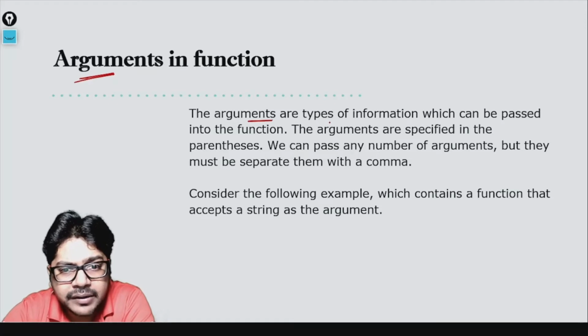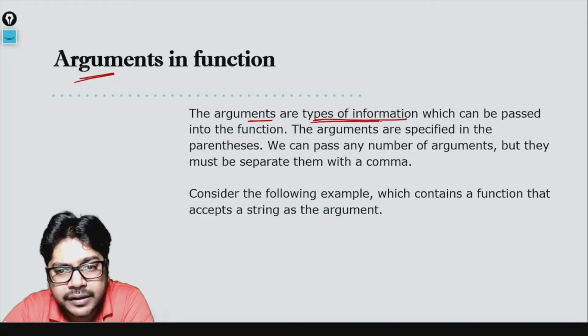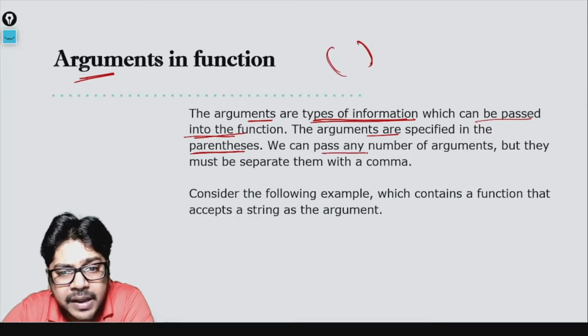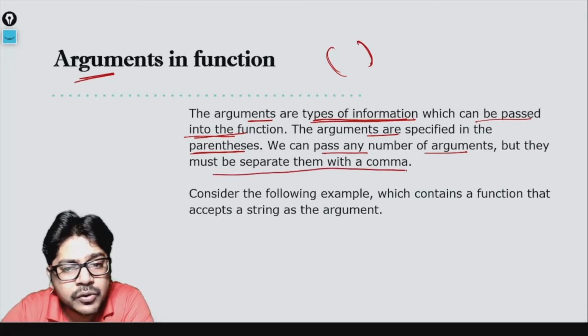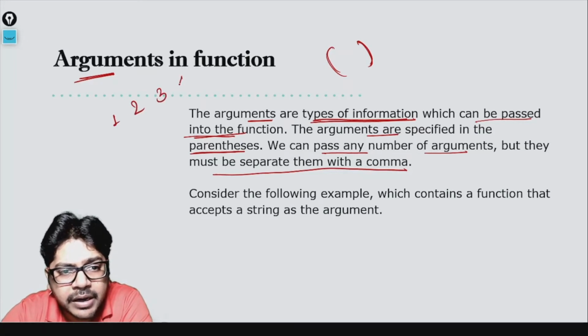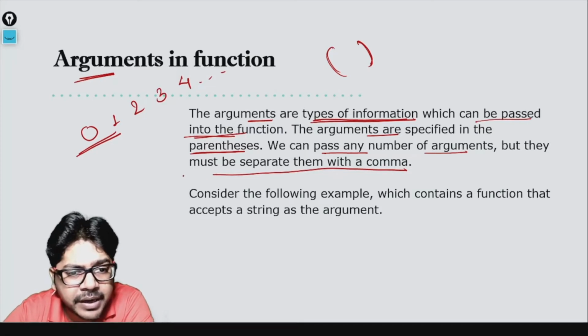So arguments are a type of information which can be passed into the function, and the arguments are specified in the parenthesis. What is parenthesis? This small bracket is called parenthesis. We can pass any number of arguments, but they must be separated by a comma. There is no limit on the number of arguments. You can pass 1 argument, 2 arguments, 3 arguments, 4 arguments, like that, or even 0 arguments, but all the arguments must be separated by a comma.